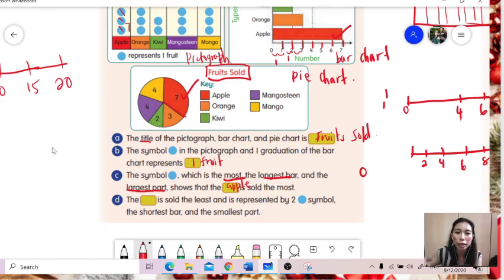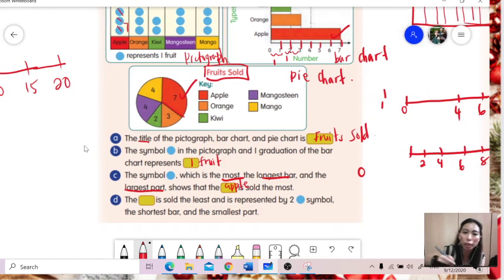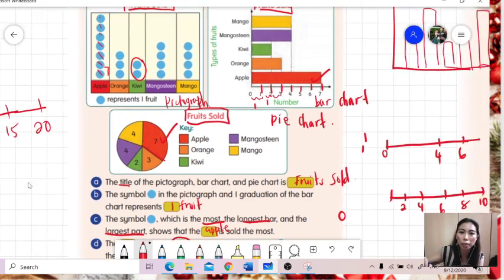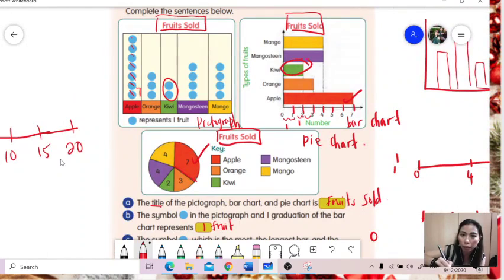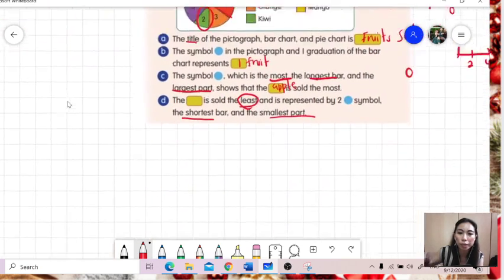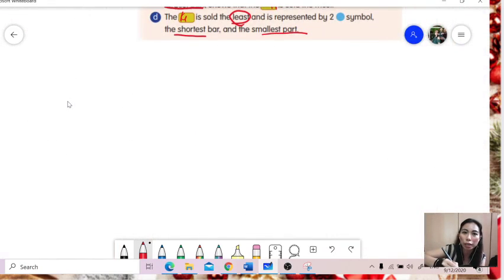Okay, the last one, the what is sold the least and it represent by 2 dot symbol is the shortest bar and the smallest part. Okay, so the least ni maksudnya paling sedikit. So tengok yang paling rendah. Okay, so 2, and then in the bar chart paling rendah green. In the pie chart, the smallest part is green also. So the answer is, okay, kiwi.